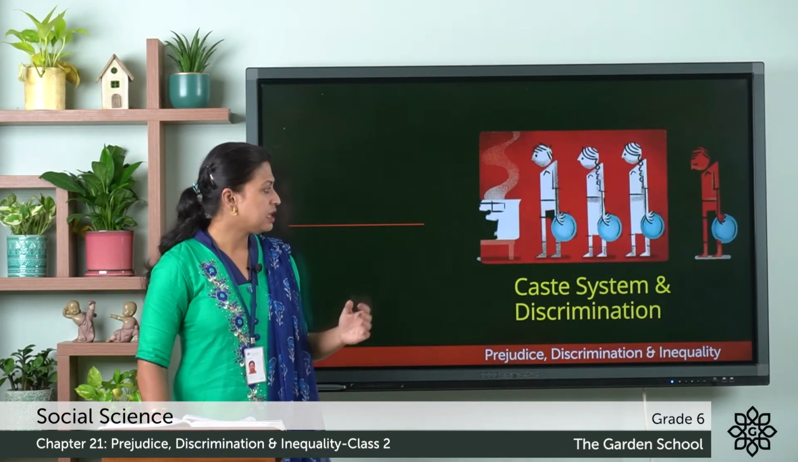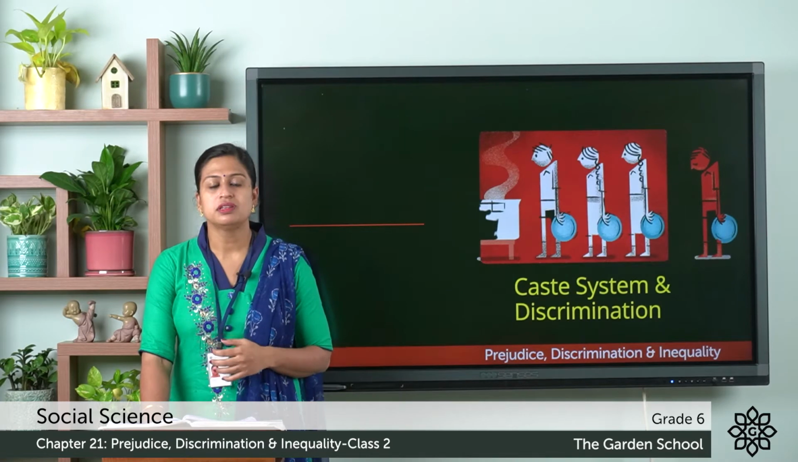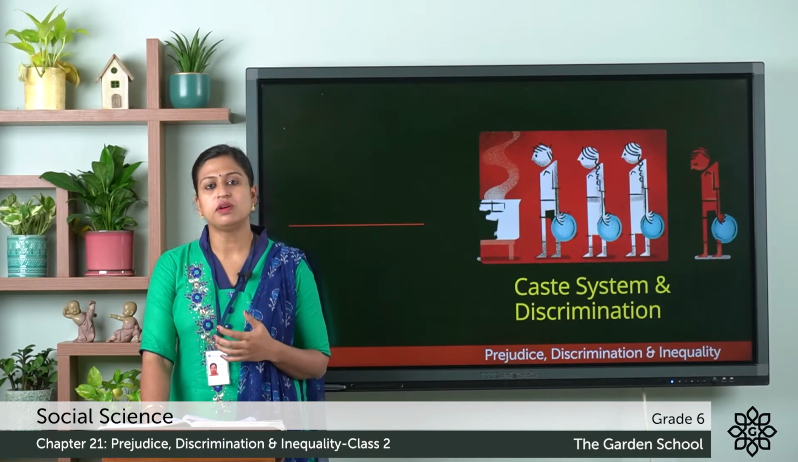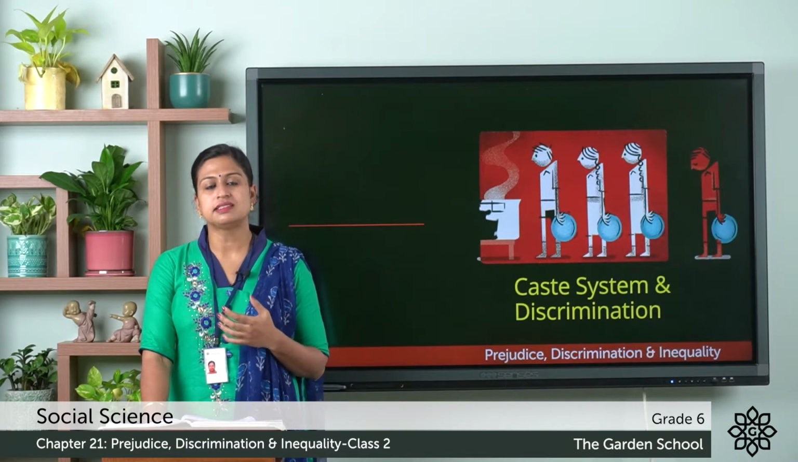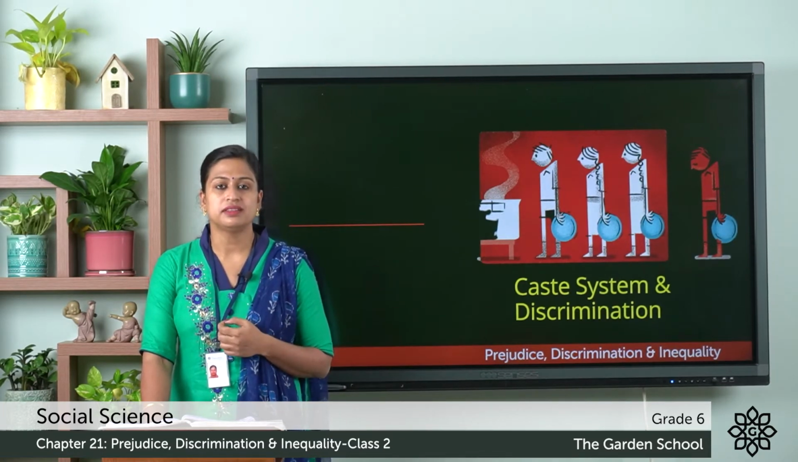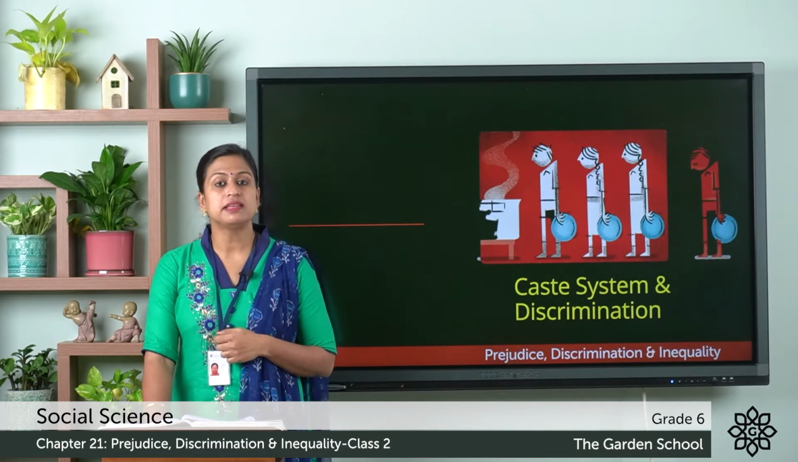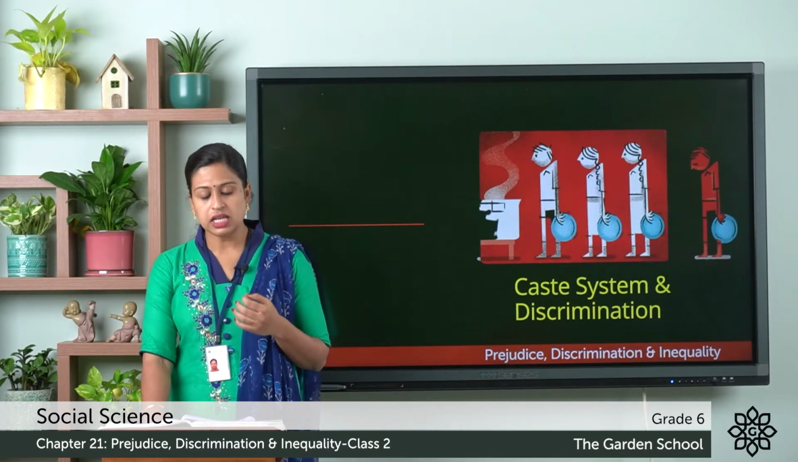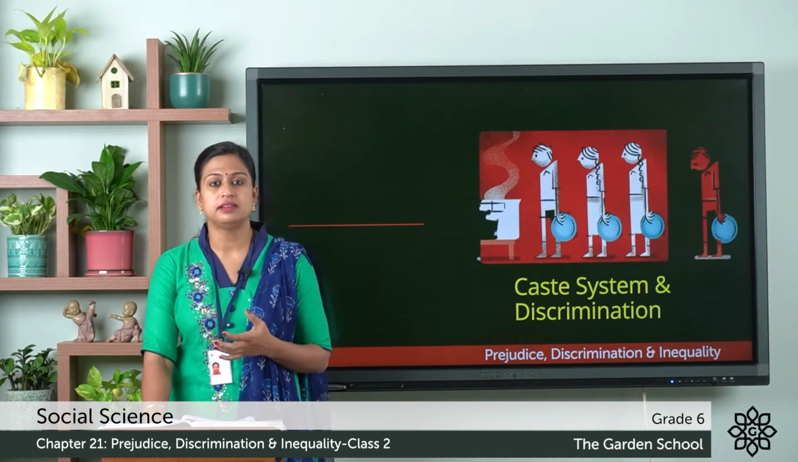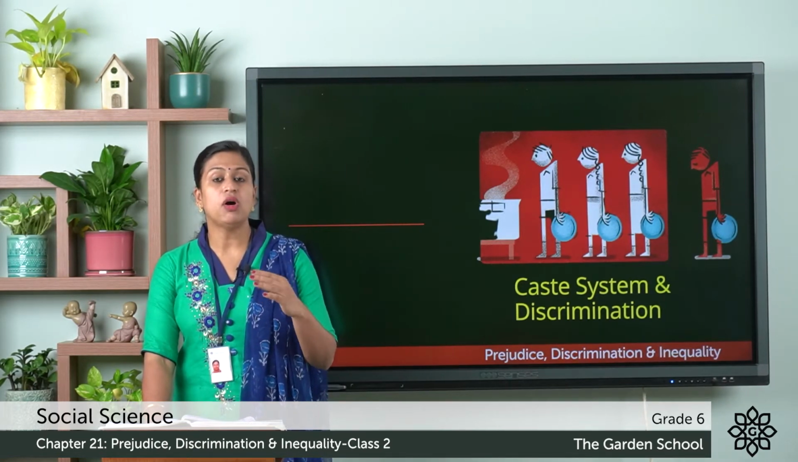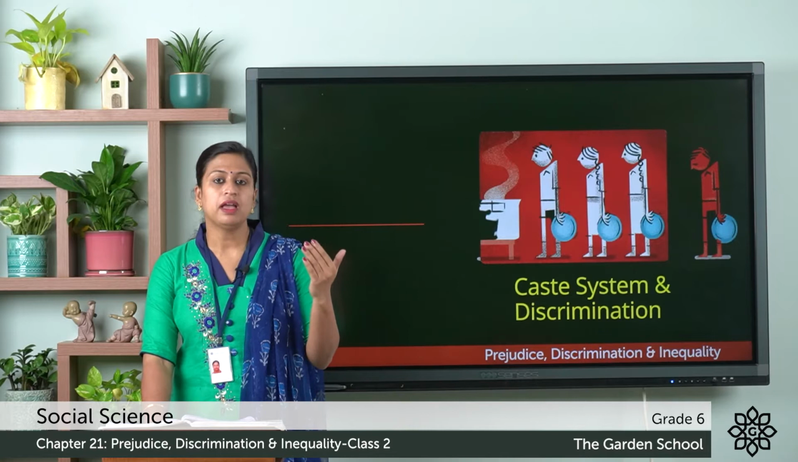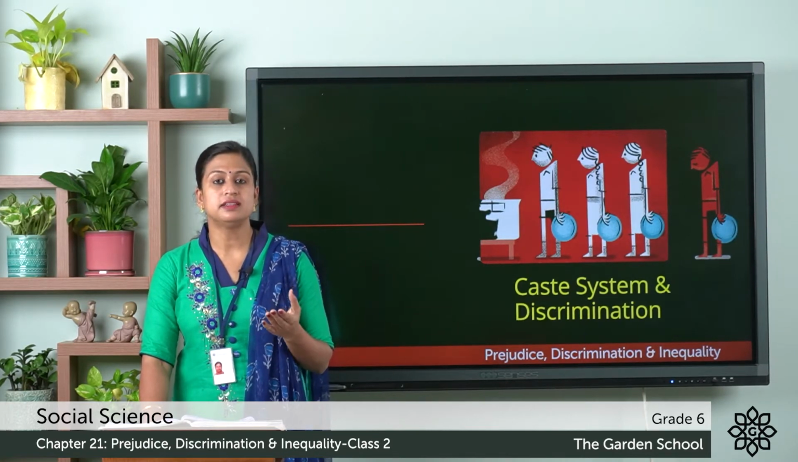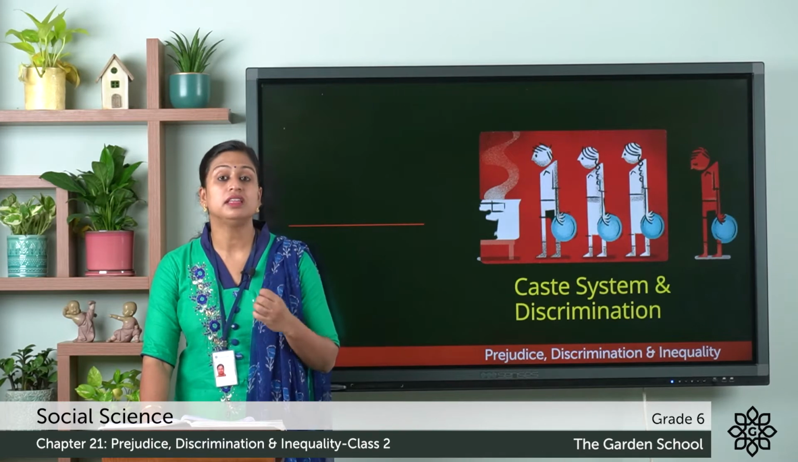The next topic is the caste system and discrimination. In ancient times, the caste system was conceived for the smooth running of society, that is, our social system. However, with time, this caste system led to discrimination, that is, people were discriminated against on the basis of caste. The caste system also became hierarchical, that means it was arranged in order of rank. The high caste people were considered superior, and the low caste people were considered inferior, and they were also called untouchables.